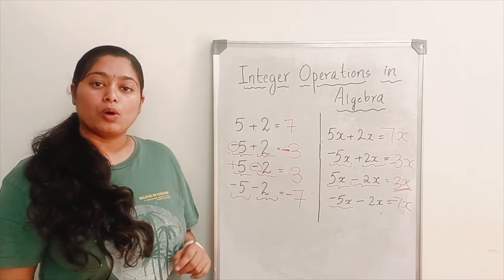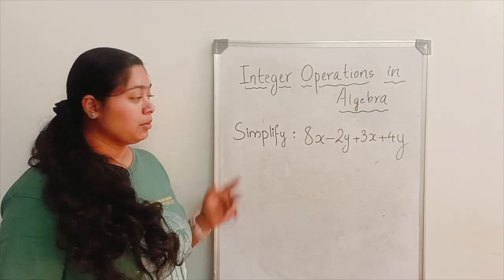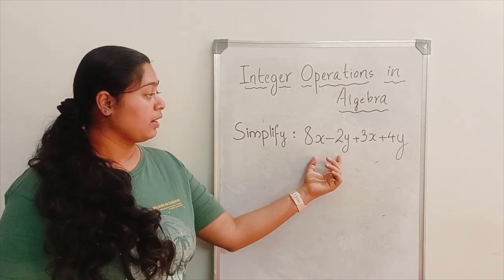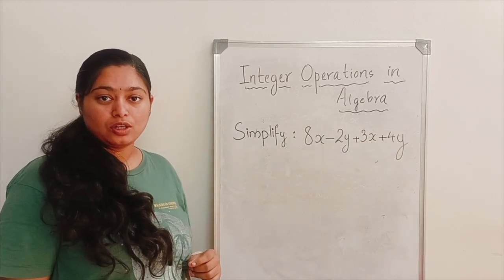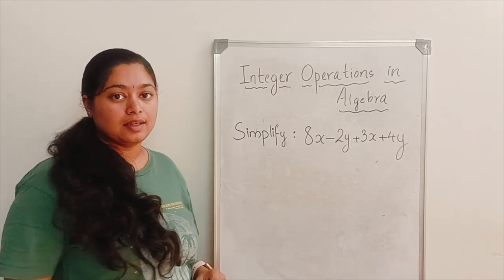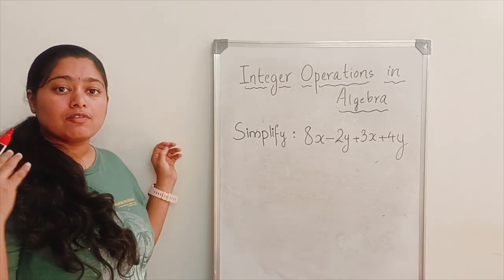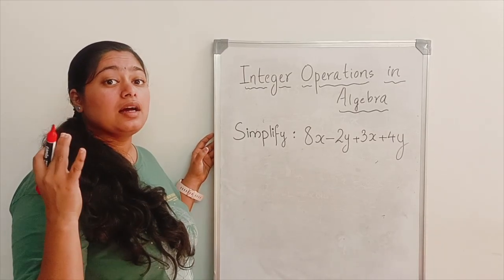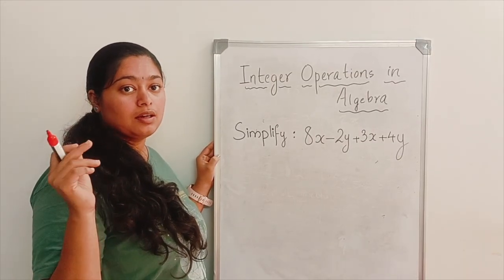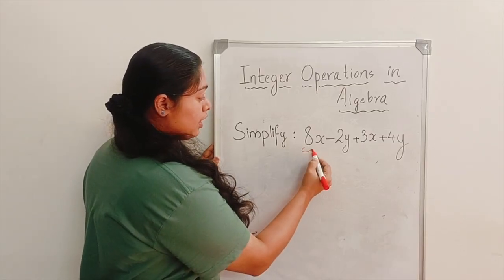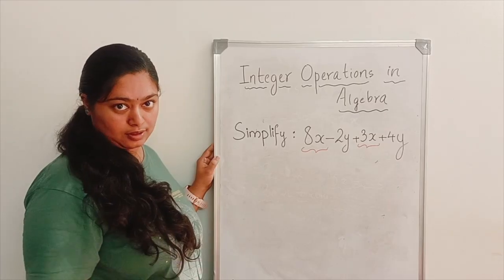Let's look into one more example. Now you can see I have written a question here. Simplify 8x minus 2y plus 3x plus 4y. Let's look into how to do this by applying the integer rules. If you are feeling confused to start it directly, what you can do is, first let's focus on underlining the like terms. Like terms means, let me repeat, the terms with the same variable. So here I have 8x and 3x as the first set of like terms.